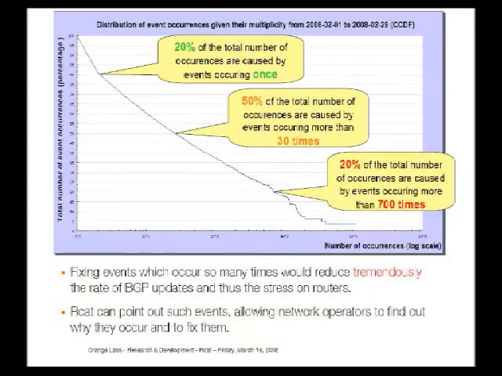So what does it mean? Well, it means that, in fact, a large part of the inter-domain dynamics and a large part of the updates exchanged in the inter-domain are related to a few events which just occur again and again and again. So fixing these events which occur so many times would reduce tremendously the rate of BGP updates in the inter-domain, and it could help reduce the stress on routers.